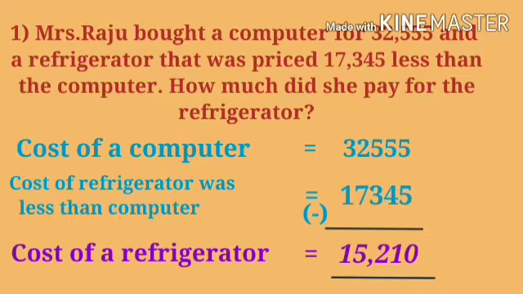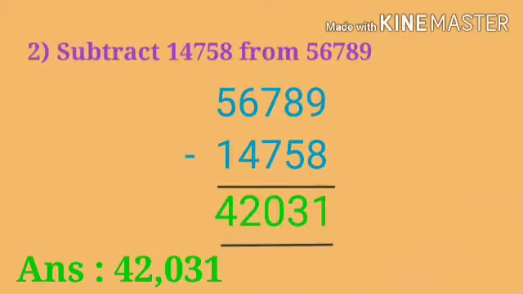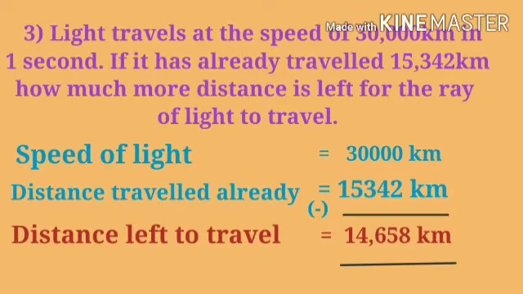Answer: cost of a refrigerator is equal to 15,210. Second one, subtract 14,758 from 56,789. Answer is 42,031. Third one, light travels at the speed of 30,000 km in 1 second.